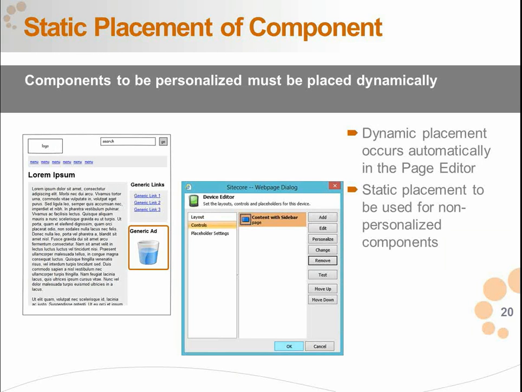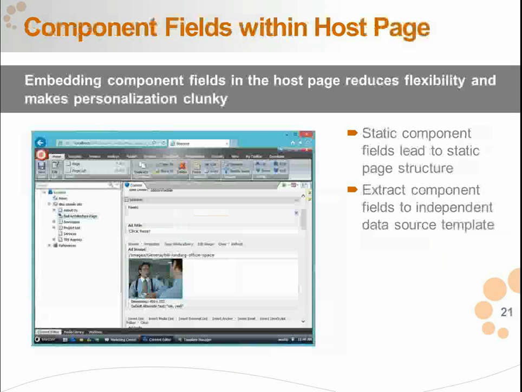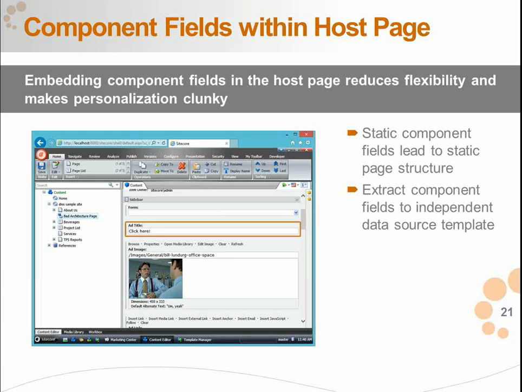Another common issue is having component fields embedded within the host page. If you look at this particular example, I've got the bad architecture page. We can see in there our regular content fields. We can't see them in this particular screenshot, but I've got the title and the body of the content, and I've also got some other fields in here, the ad title and the ad image. These are not part of a separate data source that's being fed to my component. These are within the page itself.